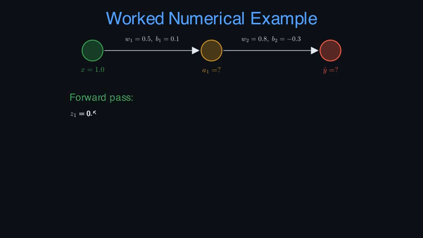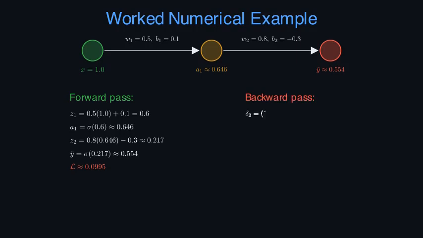Forward pass: z1 equals 0.5 times 1, plus 0.1, which is 0.6. Apply sigmoid, a1 is approximately 0.646. z2 equals 0.8 times 0.646, minus 0.3, approximately 0.217. Sigmoid again gives y-hat, approximately 0.554. The squared error loss is about 0.1. Our prediction is too low: we wanted 1, we got 0.554.